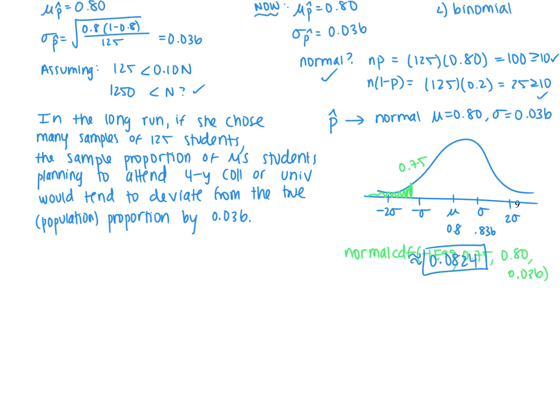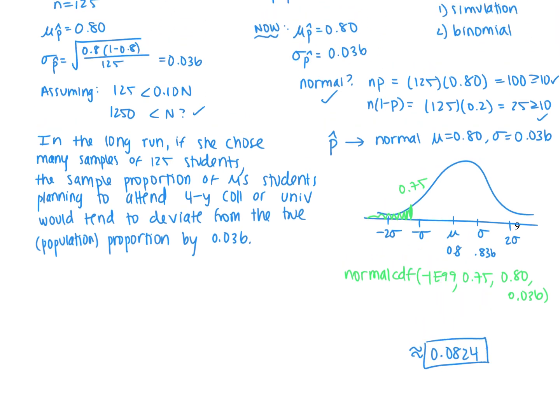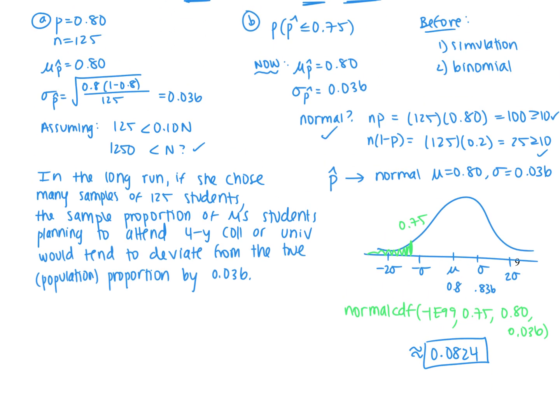Now, if the distribution had not been normal, we would have had to do a simulation or a binomial distribution. So if one of these is not met, you're done. You can't finish the problem. Pretty much this page is what you're going to see on your homework.